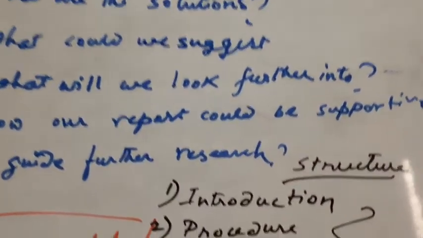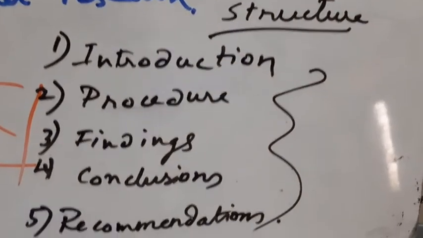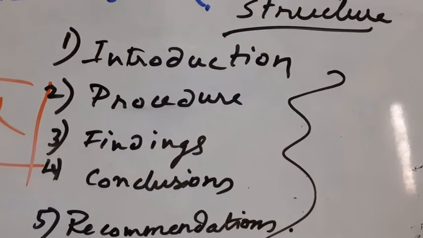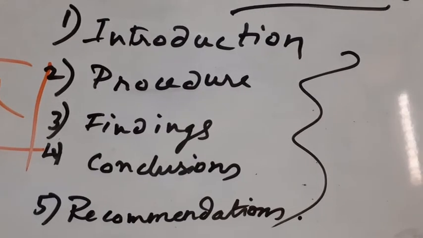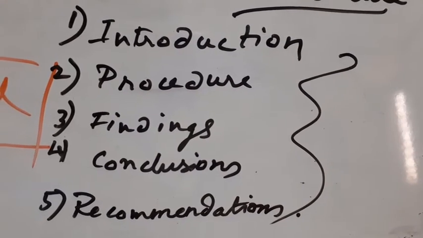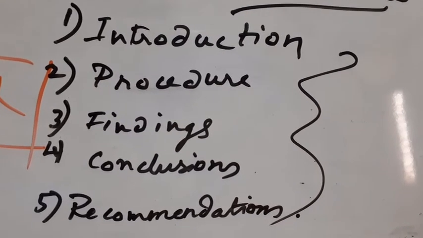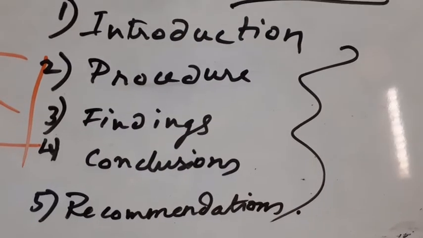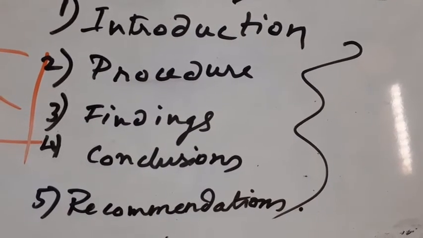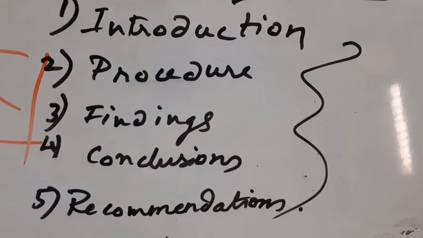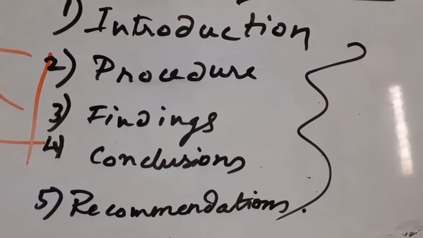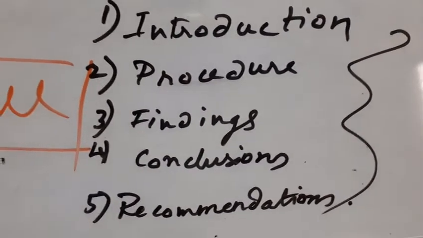So let us once again revise our report writing. The structure should be like this. It will begin with the heading followed by the subheading, which I haven't mentioned here, but the body should include introduction, procedure, findings, conclusion, recommendation, right?